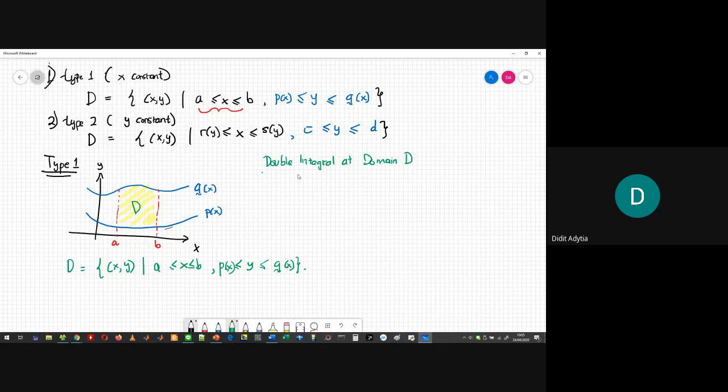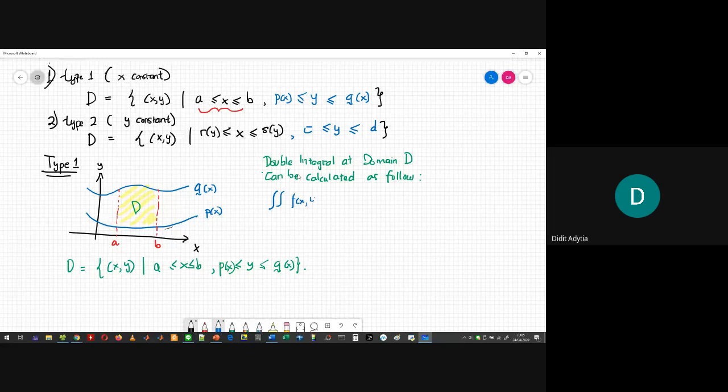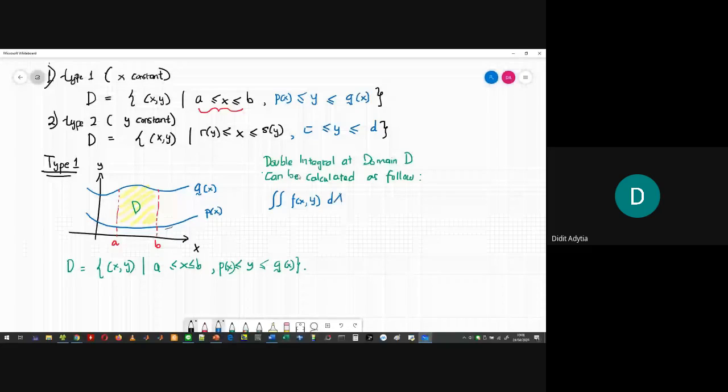Domain D can be calculated as follows. Kira-kira apa dulu nih yang akan dihitung? Apakah terhadap X dulu atau terhadap Y dulu? Kira-kira menurut Anda? What do you think? Is it with respect to X first or the other way around? With respect to Y. This is double integral F(x, y) dA, the area. And then this is with respect to D.